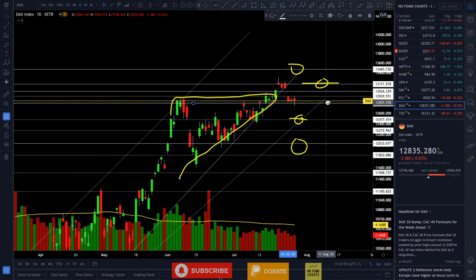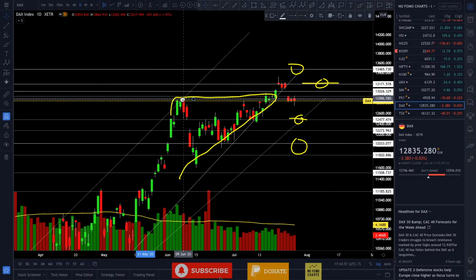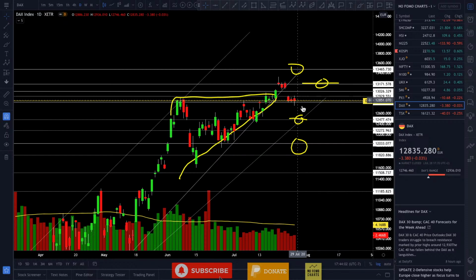You see this white line? Where is this? Right here on the left side. It's the previous resistance now acting as support. So if it breaks down, 12,486, yellow circle number 1. Keeps breaking down, bearish, 12,000. If it happens to try to test this again, the upper resistance here at 13,189.